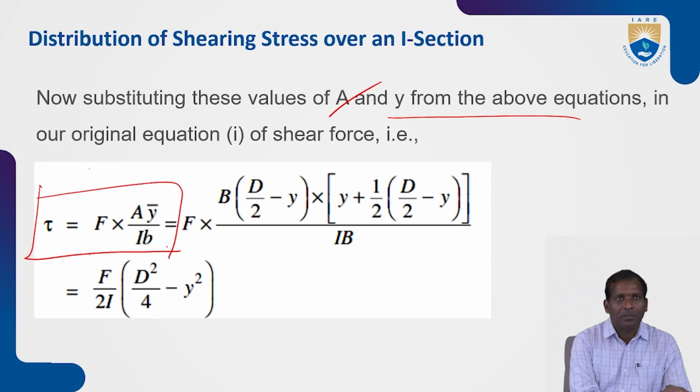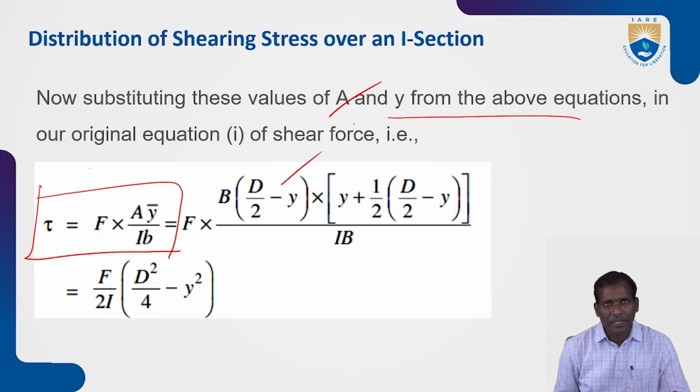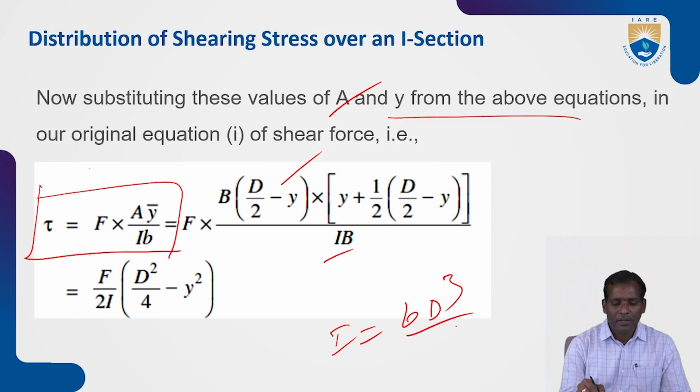Shear stress is equal to F into A y bar by I b. What is A? A is b into d by 2 minus y, and y bar is y plus half of the distance, that is d by 2 minus y, by I b. So in this case, the I is equal to b d cube by 12 for a rectangular section. Clear?